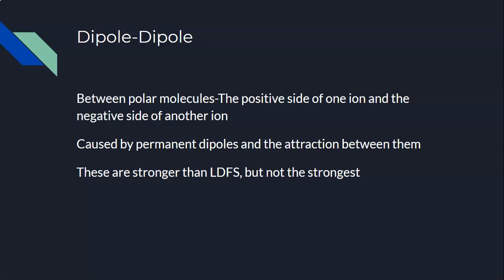Dipole-dipole forces are between polar molecules, because you need 2 poles to do this. The positive side of one molecule and the negative side of the other molecule will be attracted to each other. So if I have a compound that has a positive side and another compound that has a negative side, those are going to be attracted to each other because they're opposites. They're caused by permanent dipoles and the attractions between them. So this isn't because the electrons are moving. It's because they're already permanently negative and permanently positive. They're stronger than London dispersion forces, but they're not the strongest.